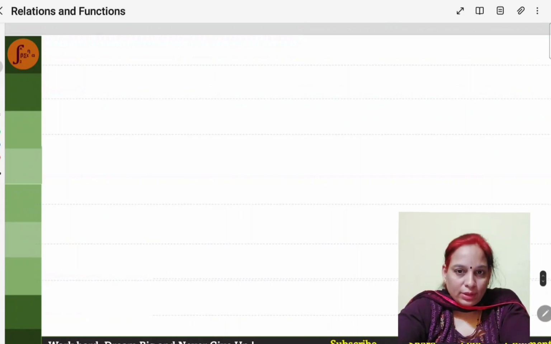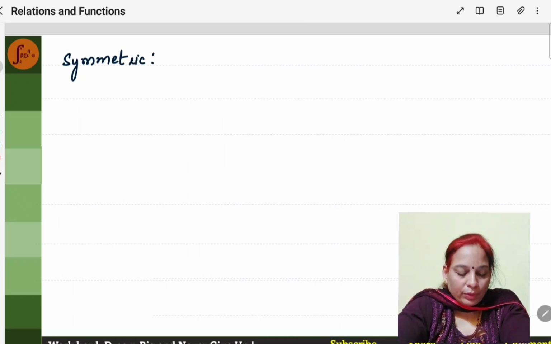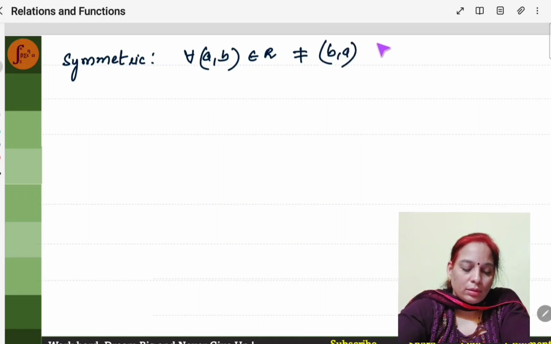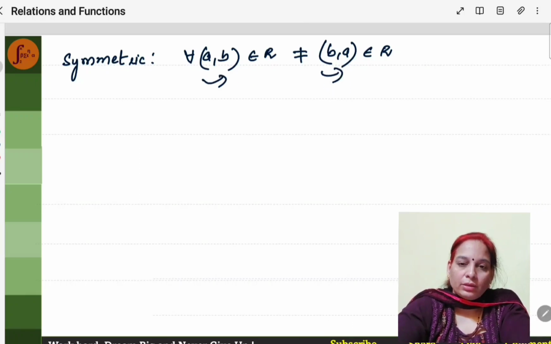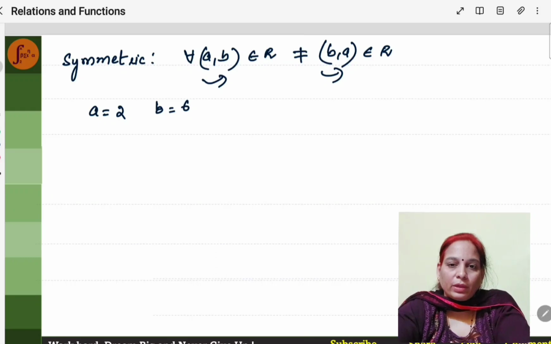Now we will check if it is symmetric, right? So for symmetric, what is the condition? For every (A, B) that belongs to R, it implies that (B, A) should belong to R. So the reverse combination should exist. So now let's take an example. Let's take A is equal to 2 and B is equal to 6, right? Let's take this example.